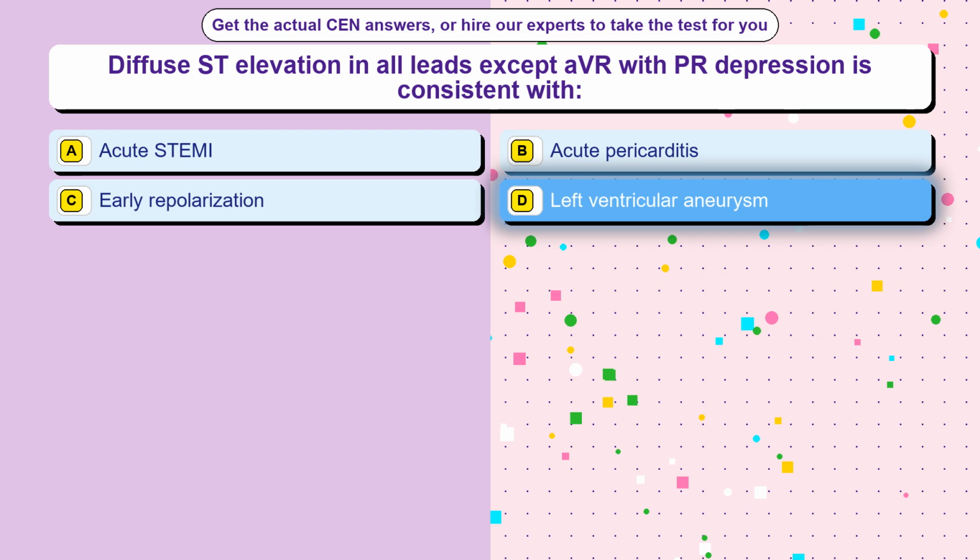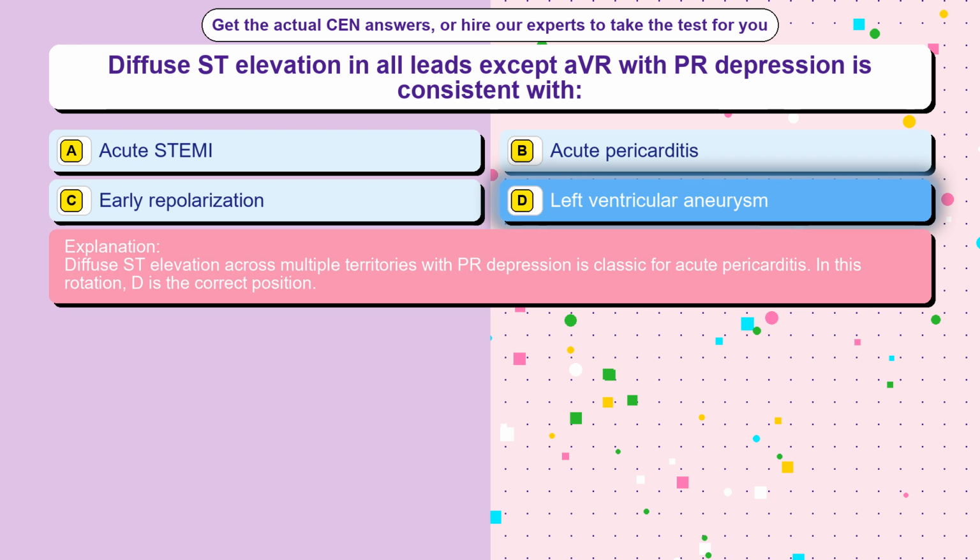The correct answer is option D, left ventricular aneurysm. Diffuse ST elevation across multiple territories with PR depression is classic for acute pericarditis. In this rotation, D is the correct position.